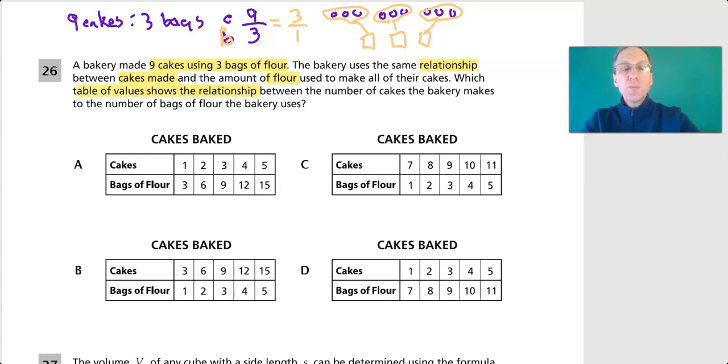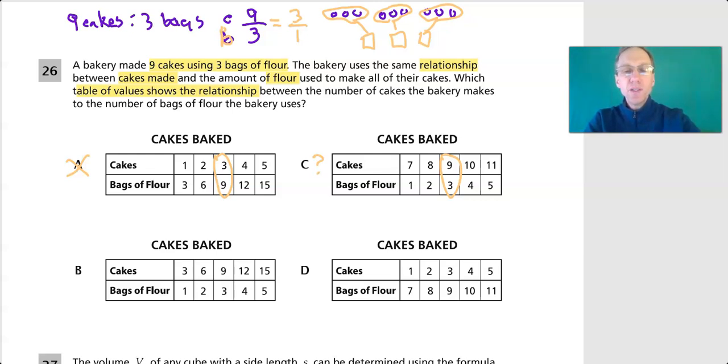So this one here, we can see this one has a 3. Ooh, looks promising, a 3 and a 9. But this one says 3 cakes to 9 bags. We're not looking for that. We're looking for 9 to 3. This one looks good. It's got 9 cakes to 3. So we're going to put a question mark. That might be it right there.